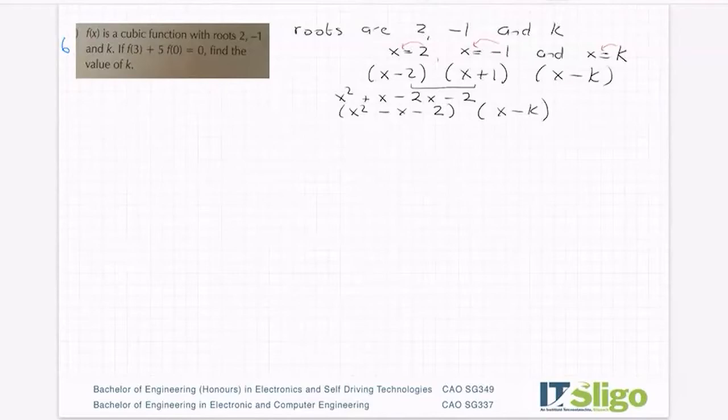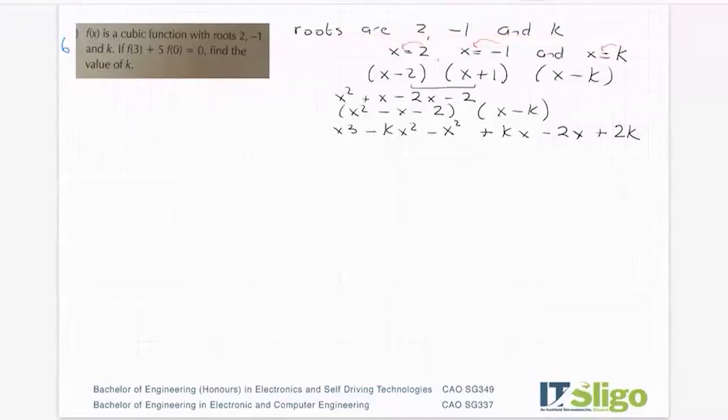So x squared by x, x cubed, x squared by minus k, minus kx squared. Then I'm going for the minus x now. Minus x by x, minus x squared, minus x by minus k, minus by minus is a plus kx. So 1, 2, 3, 4 terms. Now I'm going back for the minus 2 by these two terms. So minus 2 by x, minus 2x, minus by minus is a plus 2k. If I tidy that up, there isn't really much I can do with it. That's my cubic formed from these roots.